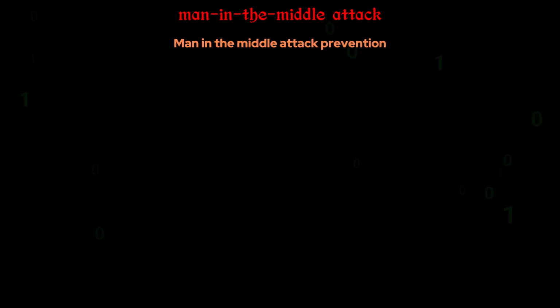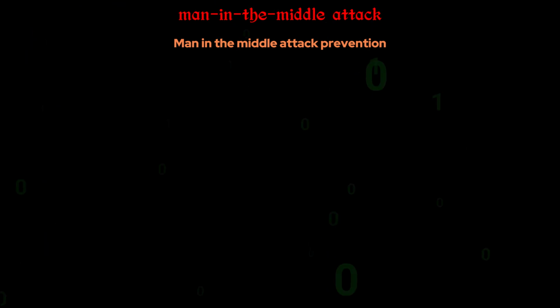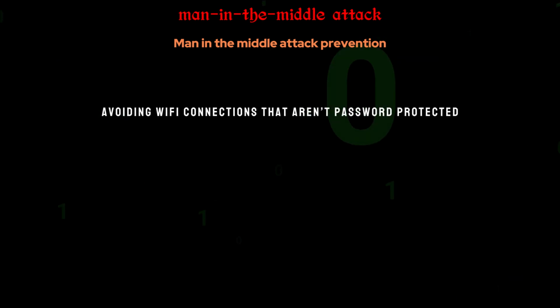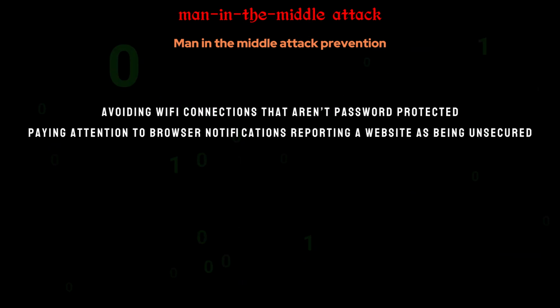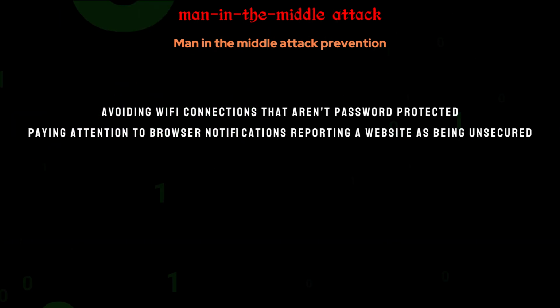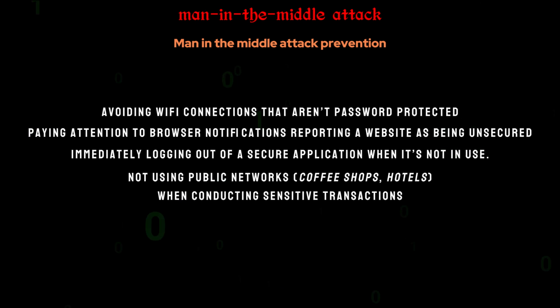Man-in-the-middle attack prevention. Blocking man-in-the-middle attacks requires several practical steps on the part of users, as well as a combination of encryption and verification methods for applications. For users, this means avoiding Wi-Fi connections that aren't password protected, paying attention to browser notifications reporting a website as being unsecured, immediately logging out of a secure application when it's not in use, and not using public networks, for example coffee shops and hotels, when conducting sensitive transactions.